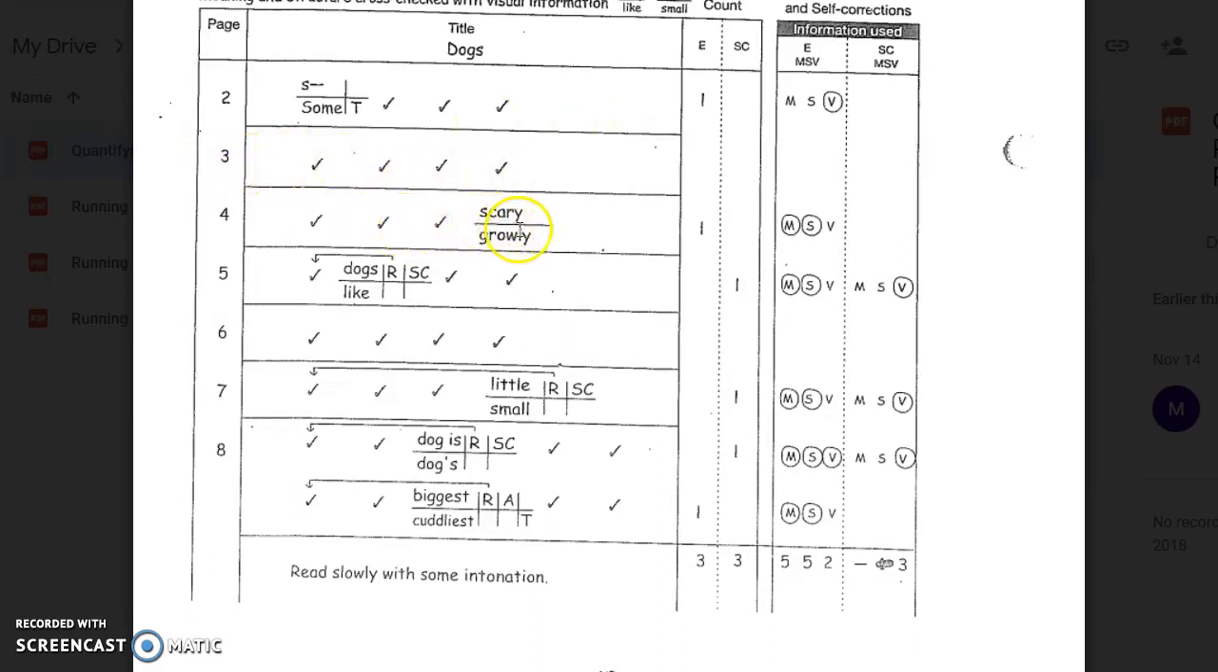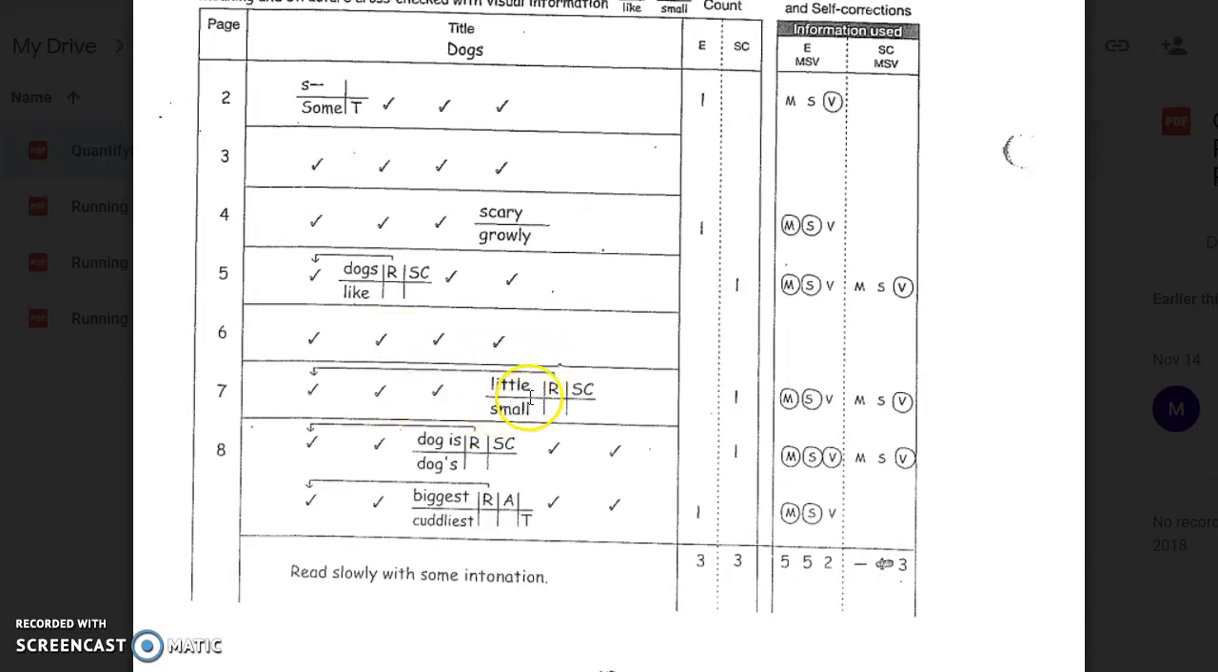Page 4, the last word on the page, he said scary for growly. Page 5, he said dogs for like, he repeated, and then he self-corrected during the repeat. Now remember, I told you to draw an arrow down to indicate to yourself that your student had self-corrected during the repeat. You can also mark it this way, where you have the repeat first and then the self-correction. That would also indicate it to you. Page 6, all of the words are read correctly.